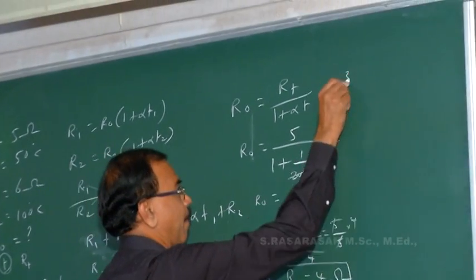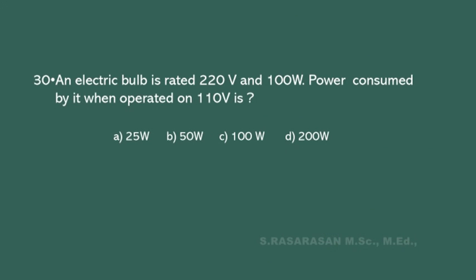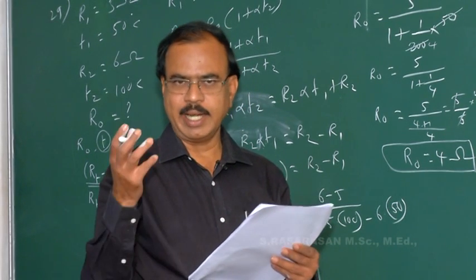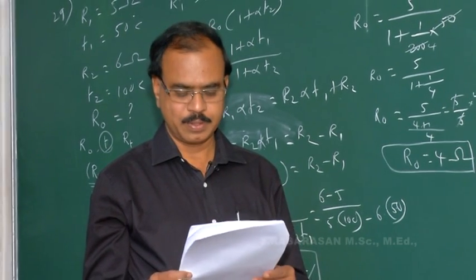30. An electric bulb is rated 220 volt and 100 watt. Power consumed by it when operated on 110 volt is dash. An electric bulb is marked by 220 volt and 100 watt.